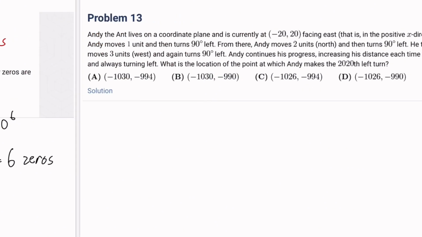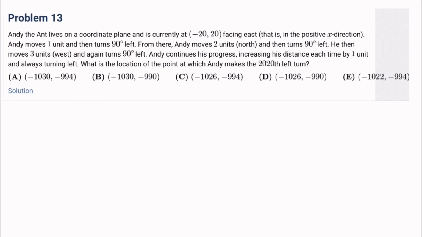It's D. Number 13. Andy the ant lives on a coordinate plane and is currently at (-20, 20), facing east, that is in the positive x direction. Andy moves 1 unit and then turns 90 degrees left. From there, Andy moves 2 units north and then turns 90 degrees left. He then moves 3 units west and then again turns 90 degrees left. Andy continues his progress, increasing his distance each time by 1 unit and always turning left. Where is the location of the point at which Andy makes the 20th left turn?